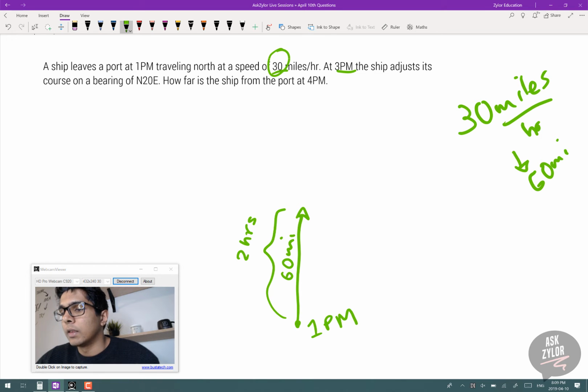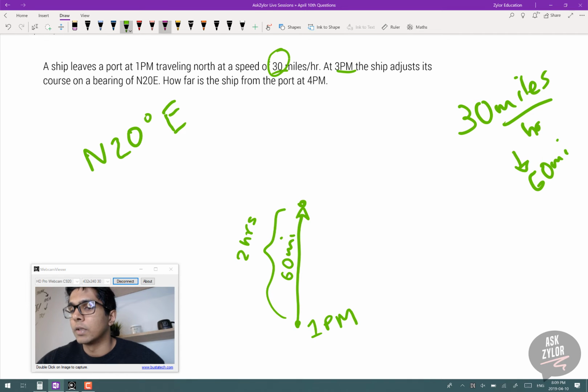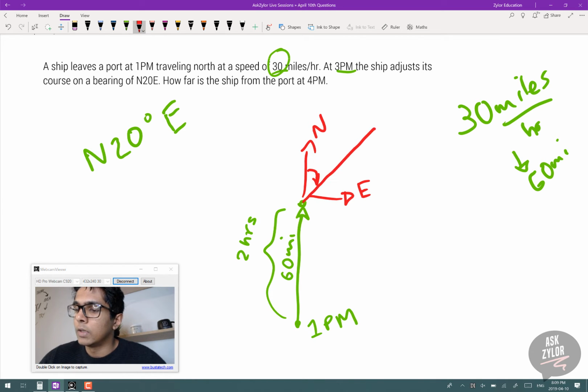So the next part is saying at 3 p.m. so he's traveled from 1 p.m. to 3 p.m. From 3 p.m. the ship adjusts its course on a bearing of north 20 degrees east. So how I read this is north 20 degrees east. So I start from my north and my east is over here. So what I do is I start from my north pole and I go 20 degrees towards my east pole. So this is 20 degrees.